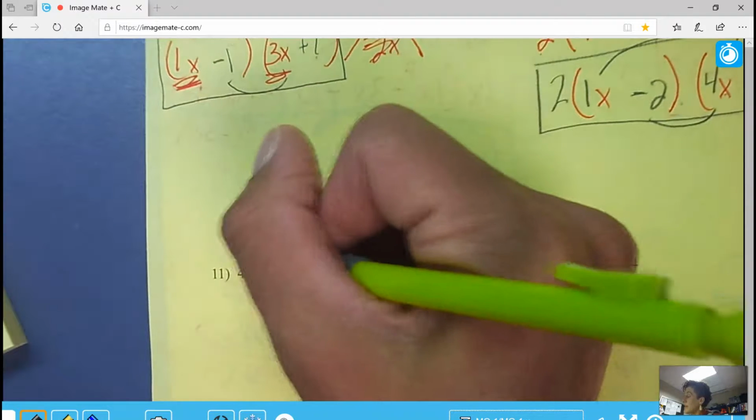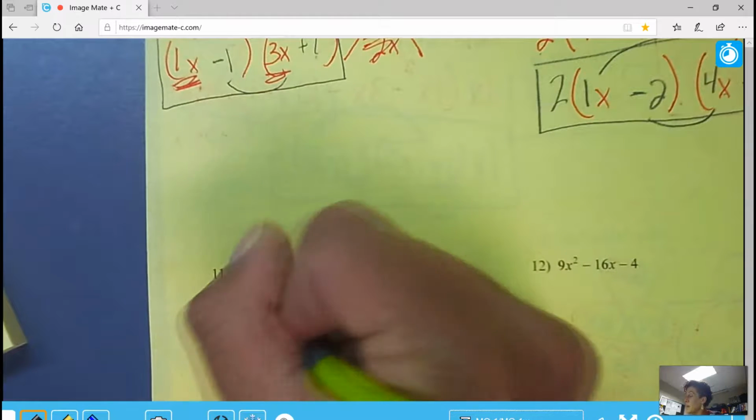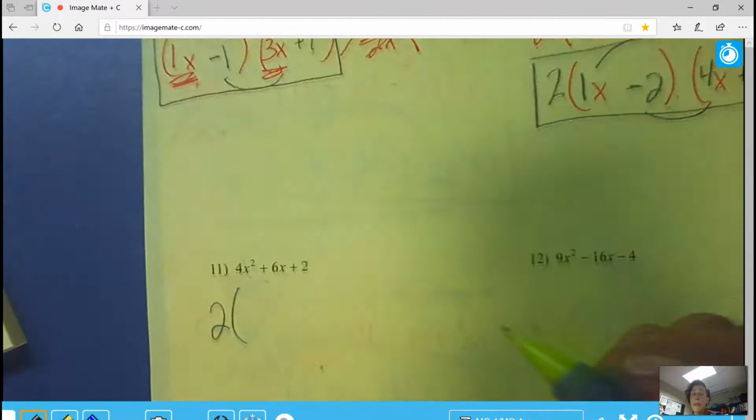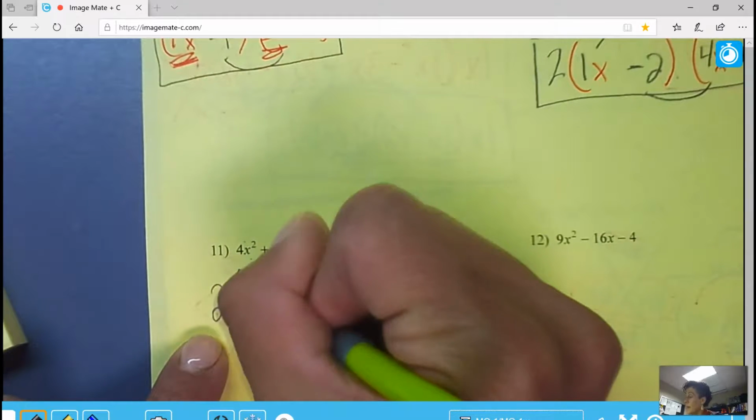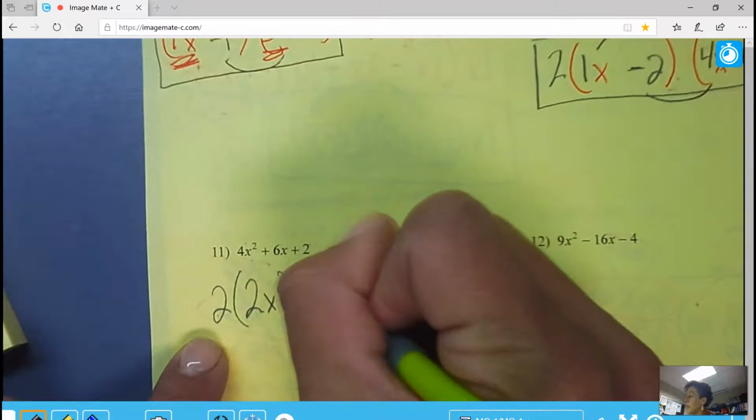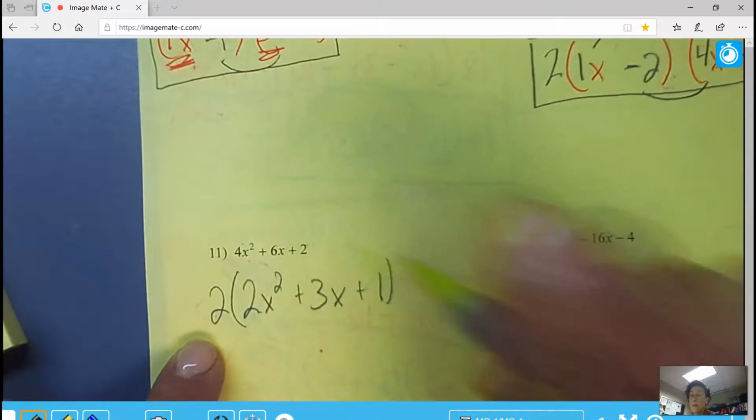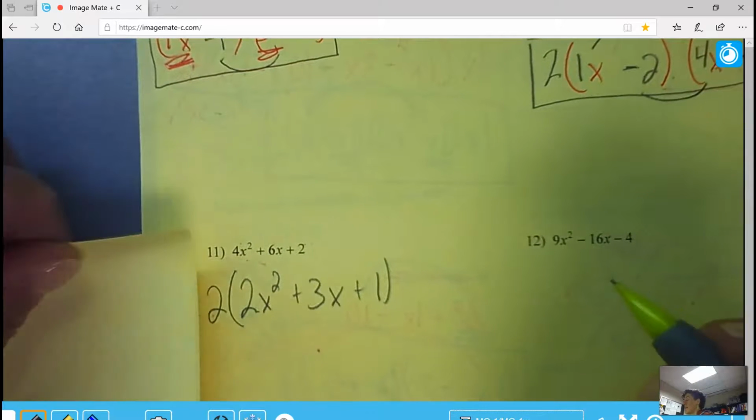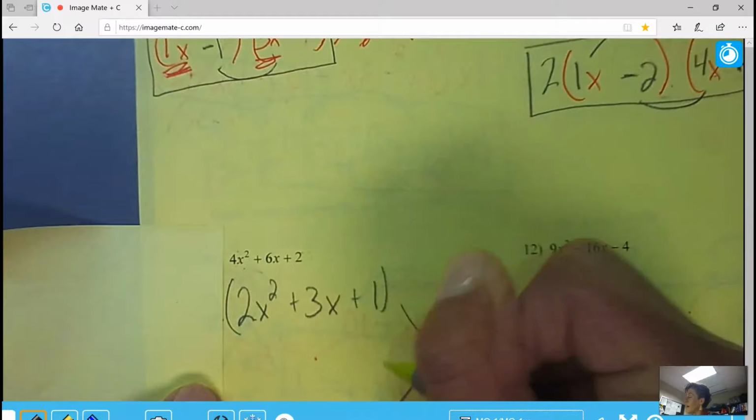So here we go. Look for a GCF. Yep, I can take a 2 out of all of those, the smallest number, but not x's to everything. So 2 times what makes 4x squared? Well, that's 2 with x squared. 2 times 3 can make 6 with x, and 2 times 1 can make 2. All right. Covering up that GCF, 3 terms, so we will make our x.